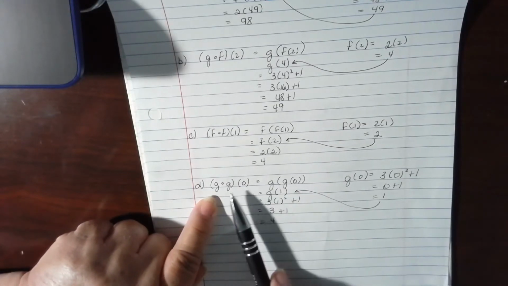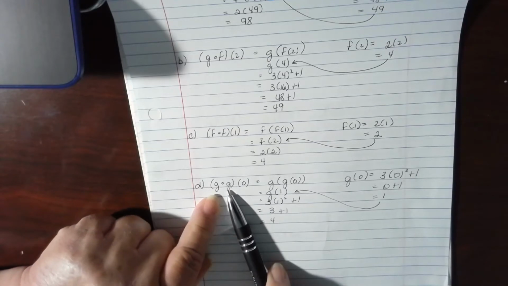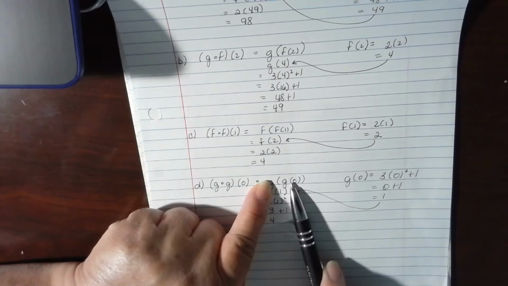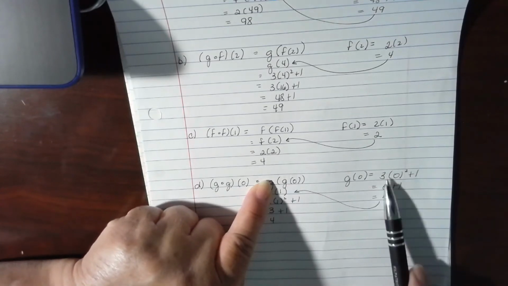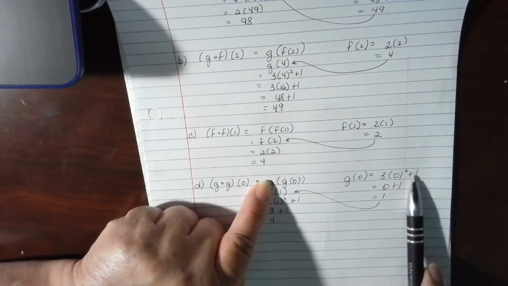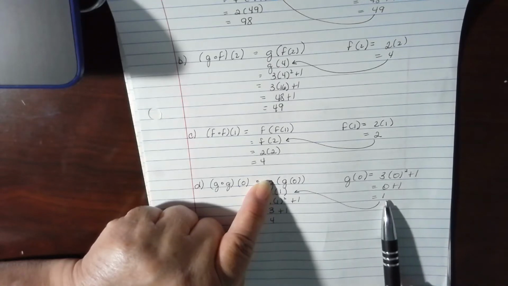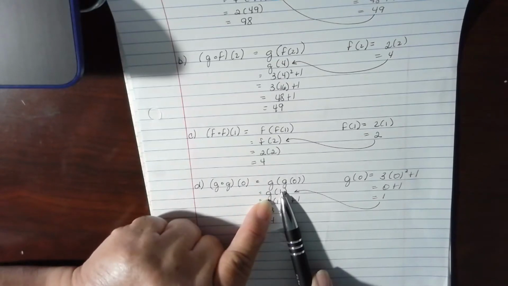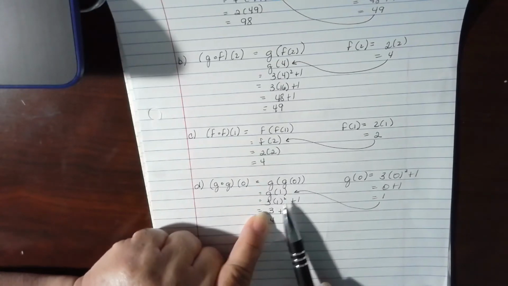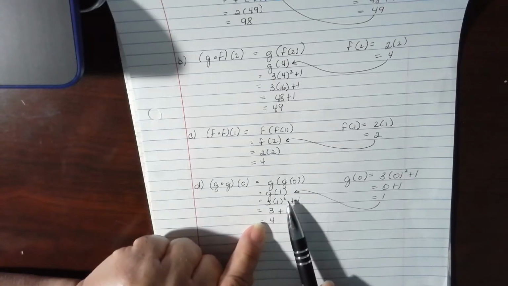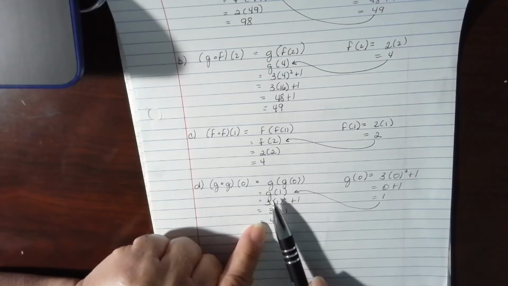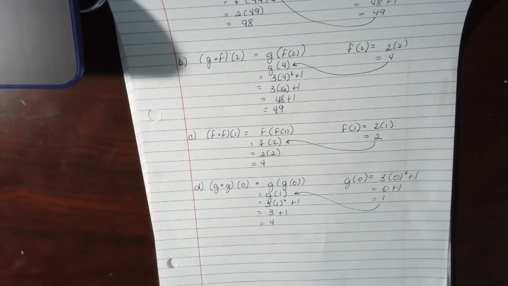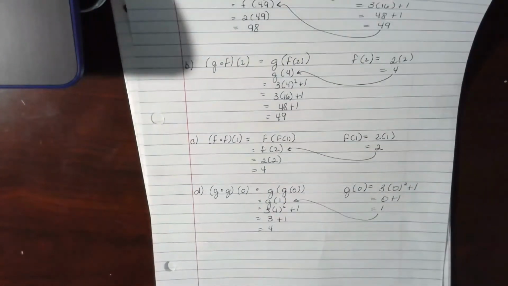Part D, g composed with g of 0. So we start off with g of 0. The rule for g was square it, multiply by 3, and add 1. So I did that. I bring that back to here. Now I apply the rule for g again, which is square it, multiply by 3, and add 1. So I squared it, multiplied by 3, and added 1, and I got 4 for the answer. And that completes problem number 13.